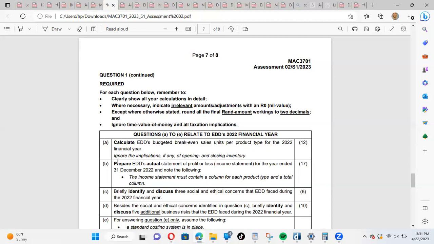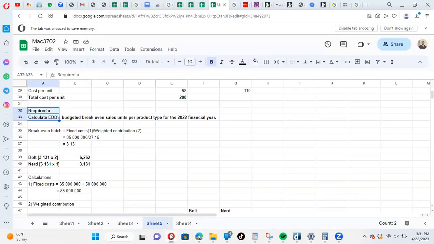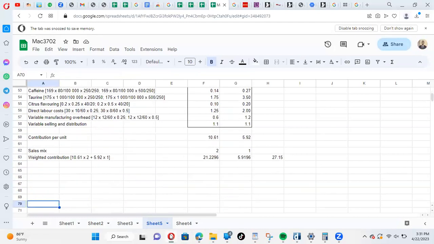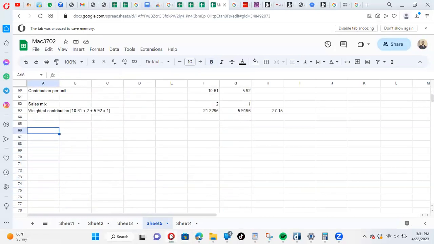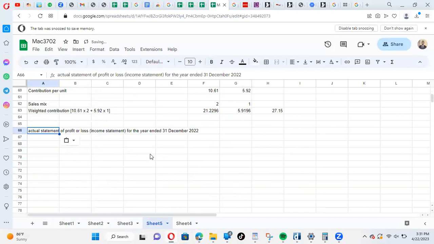Prepare the actual statement of profit or loss, which is the income statement for the year. The income statement must contain a column for each product type and a total. So when they want a total, it's more convenient to do it here on Excel. Actual income statement. So this is our required B. Let's write it as required B right there.